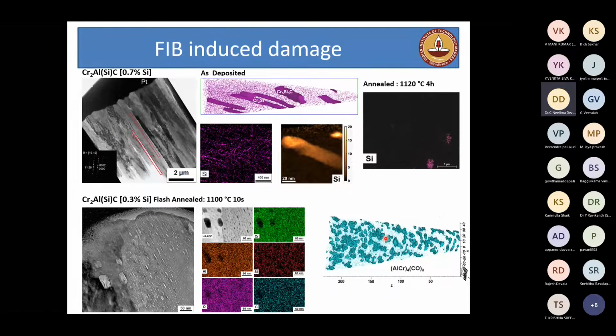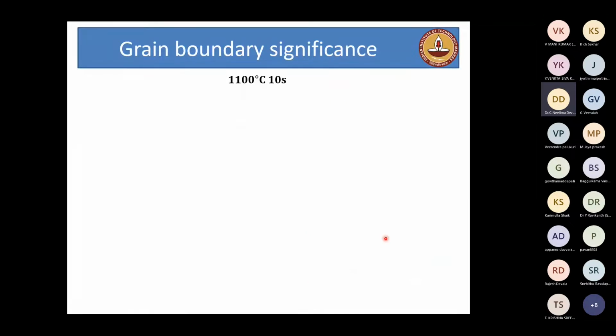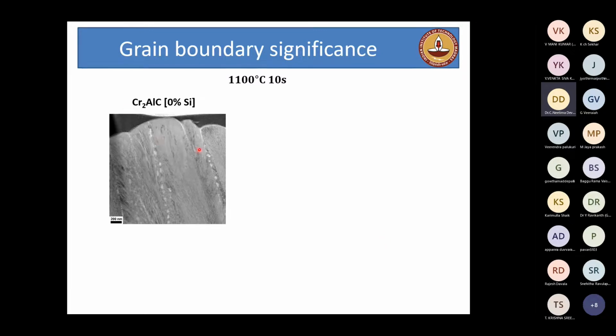Now, the further significance, in addition to identifying these nanoscale precipitates, is how this aluminum diffuses to the surface, leading to the process of self-healing. That means if you want to understand, from the as-deposited case, how the aluminum goes to react with oxygen when you anneal at 1100 degrees, for example.